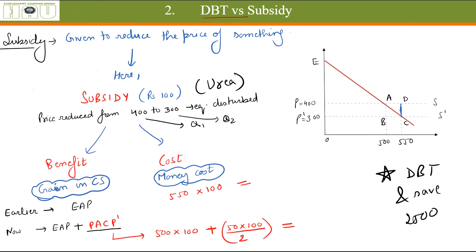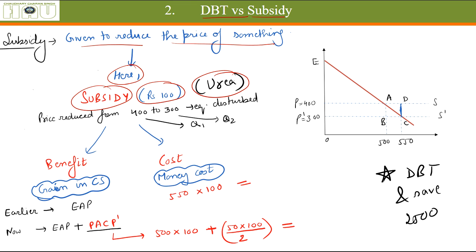Now, direct benefit transfer versus subsidy. Subsidy is generally given to reduce the price of something. Let's say here we are giving a subsidy of rupees 100 on a bag of urea. The price of urea was earlier 400 rupees. Now 100 rupees of subsidy has been given by the government. It is costing rupees 300 to the people.